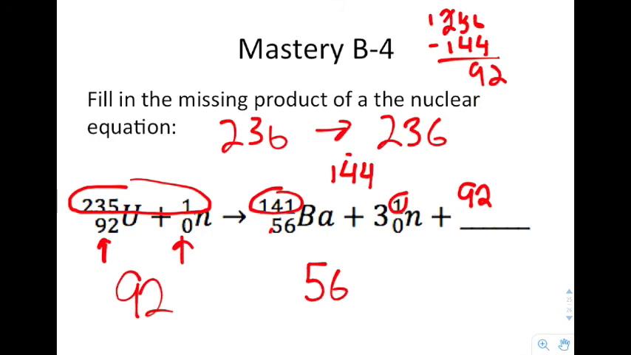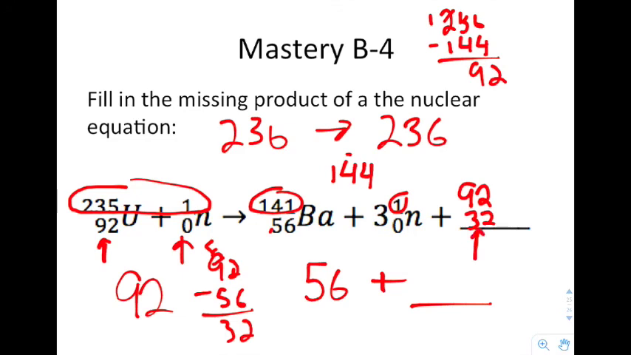There's a discrepancy there, so I need to figure out the missing amount. So I say 92 minus 56, and whenever I do that, I end up getting 36. So now you would have 92 and 36. At this point, you would look up your periodic table, and you would find the element that matches, and that would go right here, and that would be your missing product.